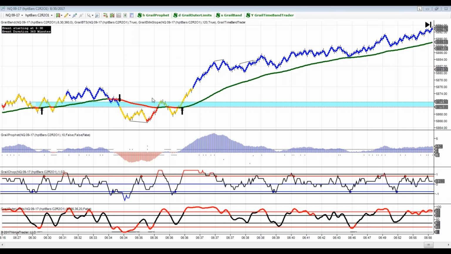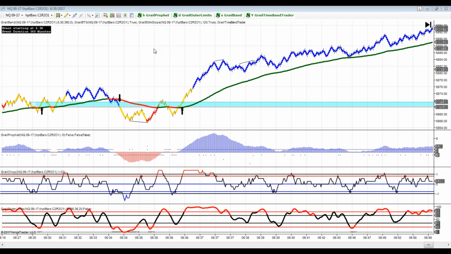Remember, a double arrow is a Grail. A single arrow is coming from an indicator. If it's a single arrow, then you're not running the Grail band. You're running the Grail band arrows. Check to see. You're running your Grail band arrows, not the Grail band. You have 2 of them.